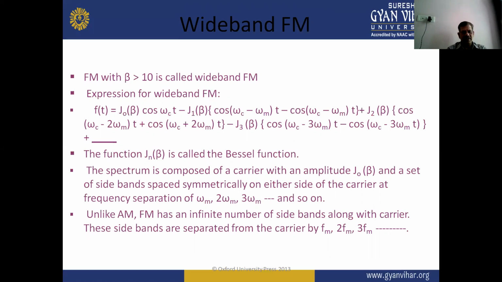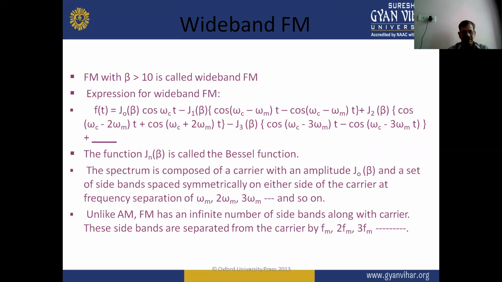FM with beta greater than 10 is called wideband FM. So for wideband FM, the value of beta is greater than 10. The expression for wideband FM is f t equal to J naught beta cos omega c t minus J1 beta cos of omega c minus omega m t and so on. The function J n beta is called the Bessel function.